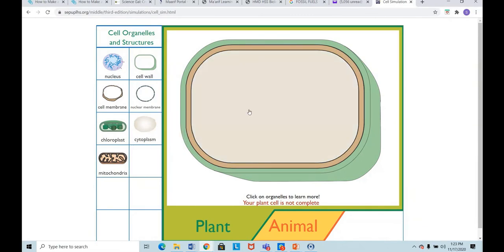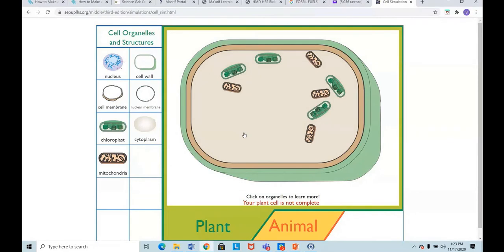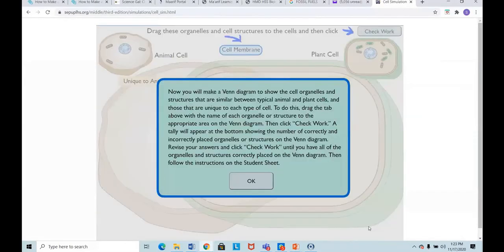Excellent. Then the chloroplast. Okay. And then mitochondria. And the nucleus. And the nuclear membrane. Okay. Great. That's it. So this is a plant cell which we made.